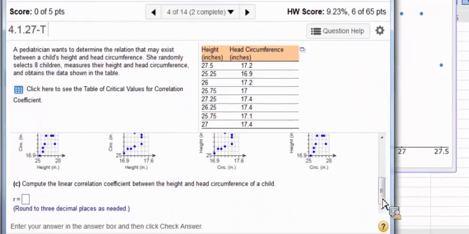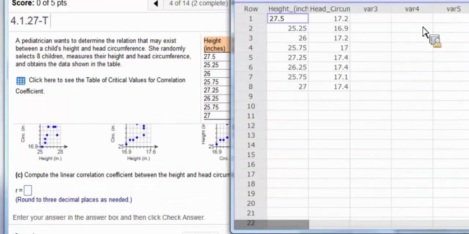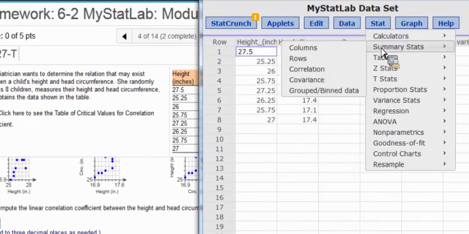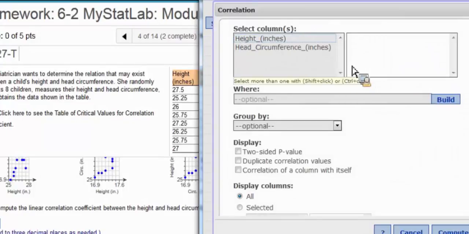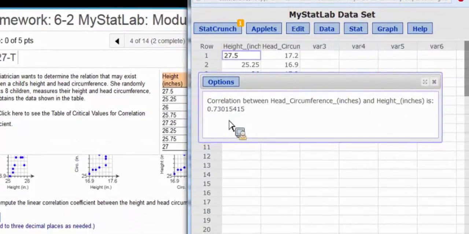And let's continue. Compute the linear correlation coefficient. So now we're back into summary stats. Before, we used columns to compute the mean, standard deviation, all of that stuff. Here we want correlation. It doesn't matter which one you select first and which one you select second. Compute, and there's the correlation. To 3 decimal places, it's 0.730.